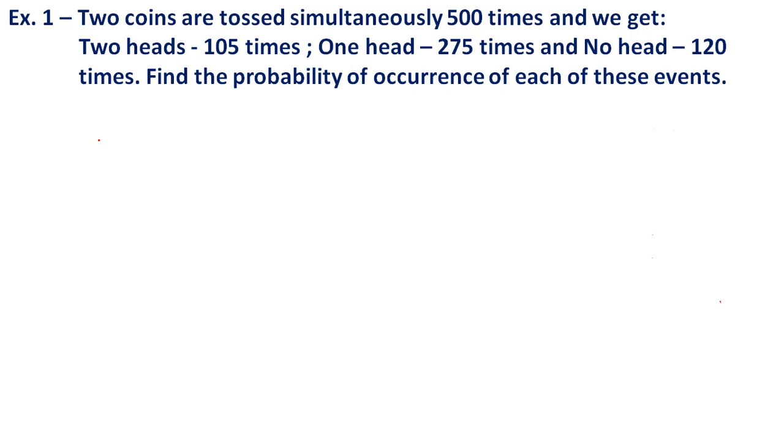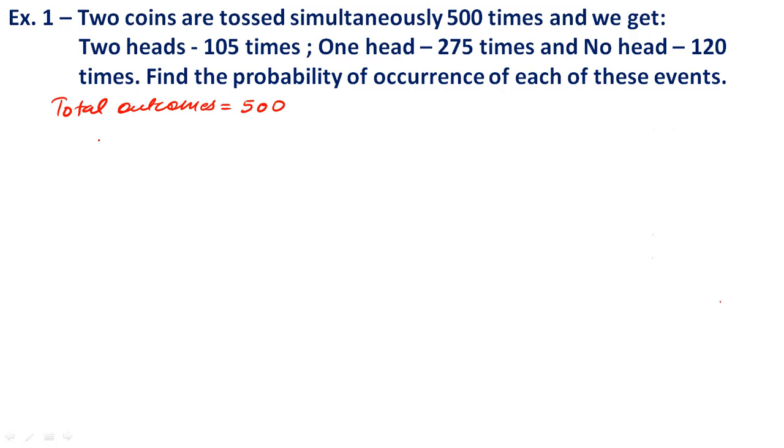Understand with an example: two coins are tossed simultaneously 500 times and we get two heads 105 times, one head 275 times and no head 120 times. Find the probability of occurrence of each of these events. So we know the total outcomes, which is given. We write here total outcomes, which is equal to 500.